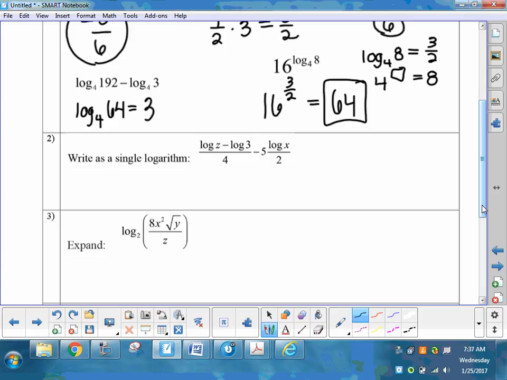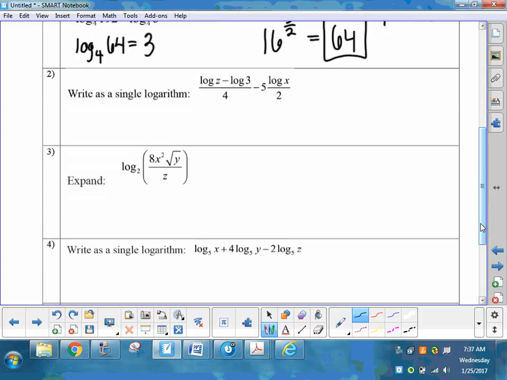How about number 3? If we're going to go through and expand this out, hands up please if you can tell me how many log base 2's I'm going to have when I do my initial expansion. Who can tell me how many log base 2's I'm going to have when I fully expand out number 3? How many terms are there in the argument? There's 4. What are they? 8, x squared, radical y, and z.